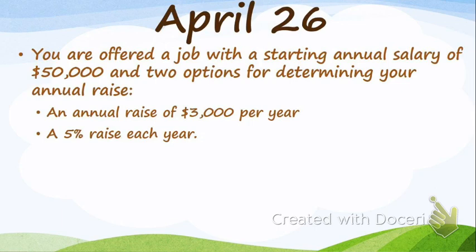Okay, so left-hand column, go ahead and label that year. And then in the middle, let's do that annual raise of $3,000. So you could just write $3,000 per year. And in the other one, we're going to do the 5%. The last column. All right, so year 0, grab a color, and then Barry, whatever color she chooses, you're going to need to do this in the same color.